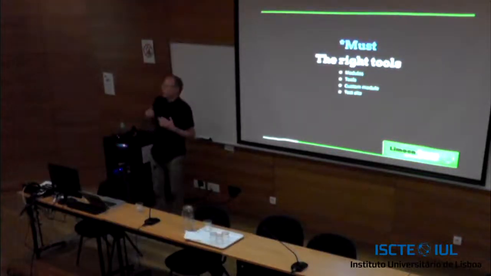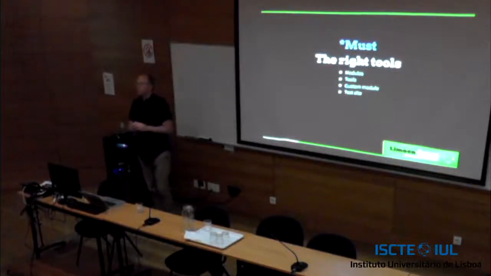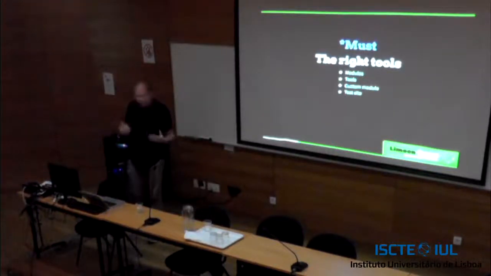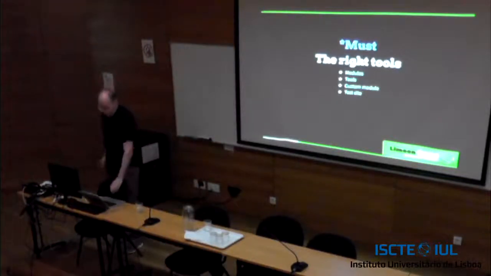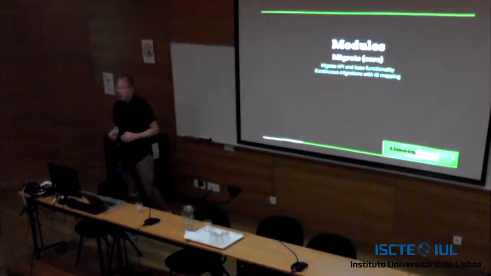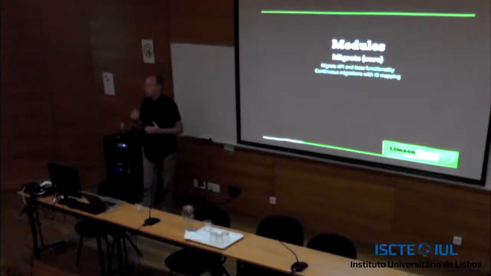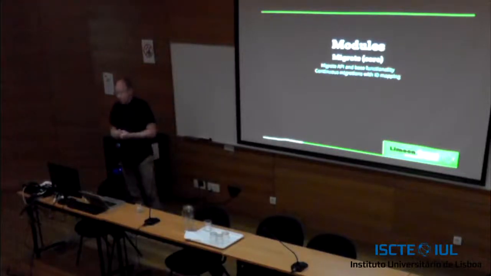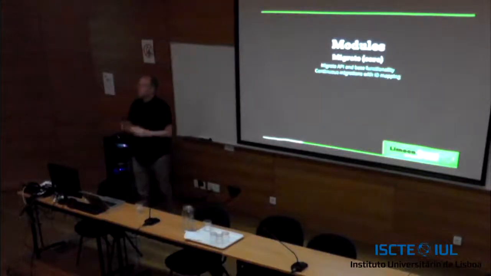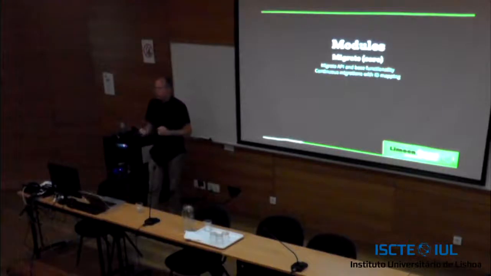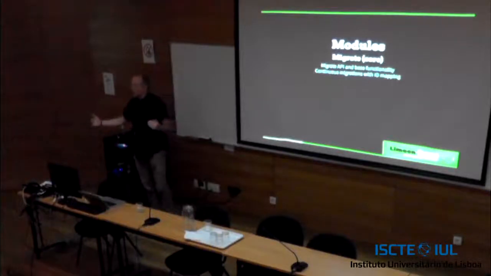So obviously, when we're going to work with migrations, you need some tools. So here's the tool set that I've been using in migration projects. Modules. There's Migrate in core, which is great that it's in core, of course. It has the API, it has some base functionality, and it allows you to write continuous migrations with ID mapping. So you will have a record of which source ID was migrated to which destination ID.